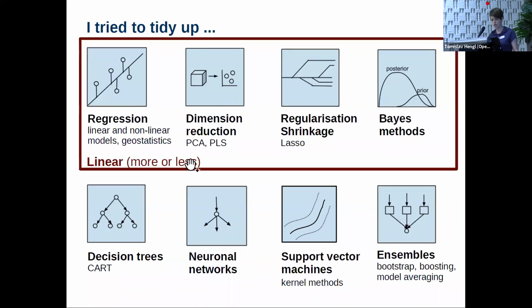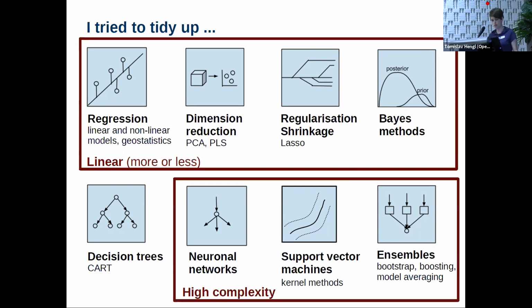The upper row I consider more or less linear or parametric, and the models down here you can consider to have quite high complexity. This also means they are quite flexible to adapt to your data, but also flexible to overfit, maybe.